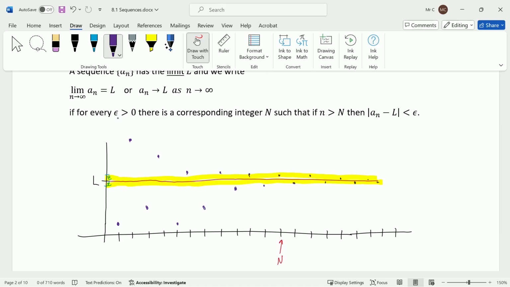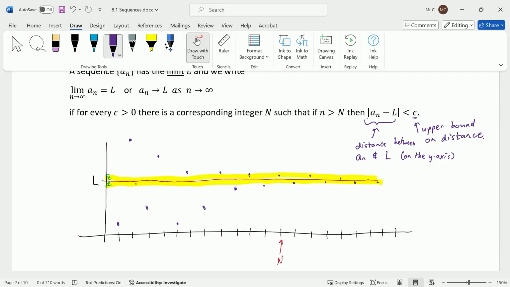For every epsilon greater than 0. So epsilon is an upper bound on distance. Really, epsilon is just a number, but in this expression, we're saying this is the upper bound on the distance, and this absolute value of a sub n minus L means the distance between the a sub n term and L. In particular, we mean on the y-axis. We're talking about the vertical distance, the distance between the outputs.